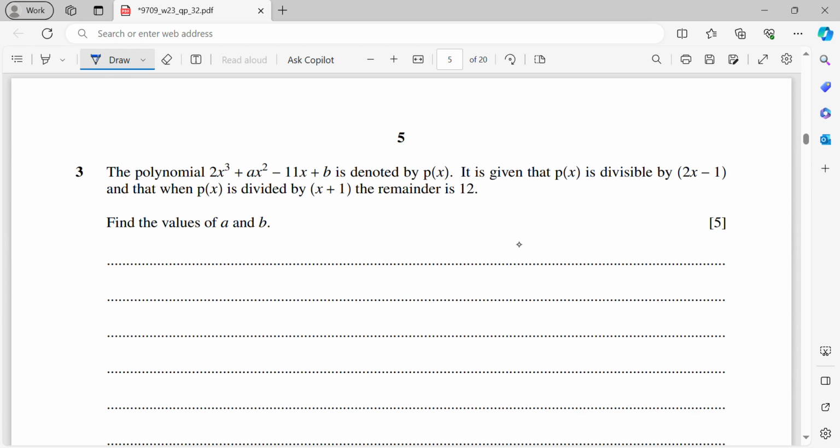Question number 3. The polynomial, denoted by p(x), is given that p(x) is divisible by 2x minus 1. So divisible by 2x minus 1 means that the remainder is 0 when it is divided by 2x minus 1, or I would say that 2x minus 1 is a factor, and that when p(x) is divided by x plus 1, the remainder is 12. Since this is divisible by 2x minus 1, I will have to write the remainder will be 0.